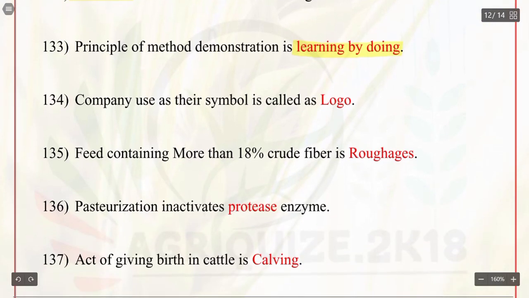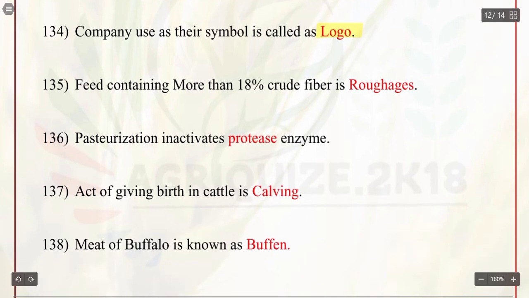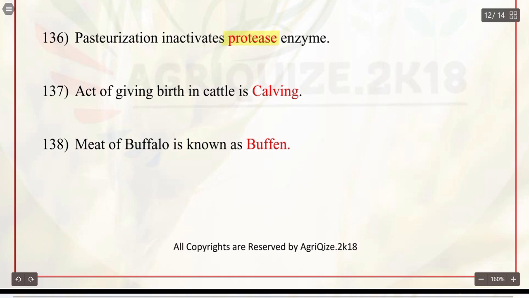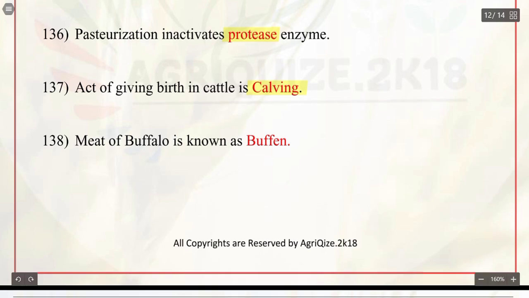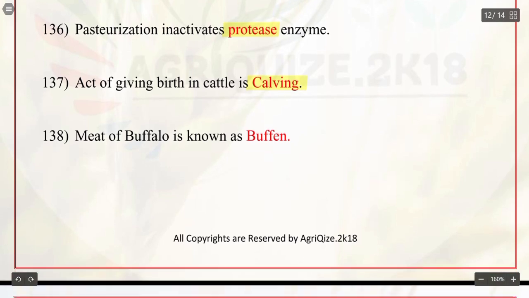Next, symbol a company uses is called as logo. Question 135. Feed containing more than 18% crude fiber is roughages. Next, pasteurization inactivates protease enzyme. Next, act of giving birth in cattle is calving. Next, meat of buffalo is called as carabeef.